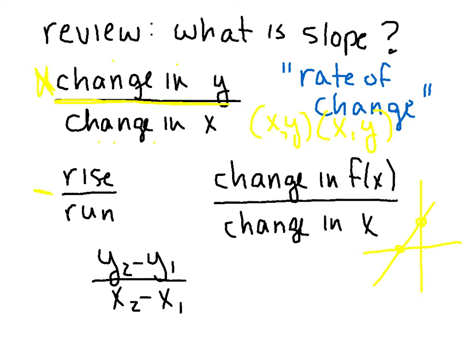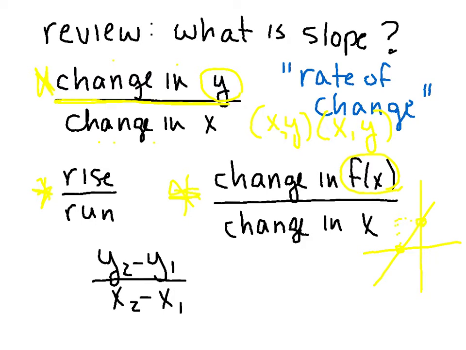We also talk about it as rise over run. That means we're going to rise and run. We're going to rise from one point to another and then run left and right. Also talk about it as change in f of x over change in x, because remember, f of x and y are interchangeable. Okay, also talk about it as y2 minus y1 over x2 minus x1.